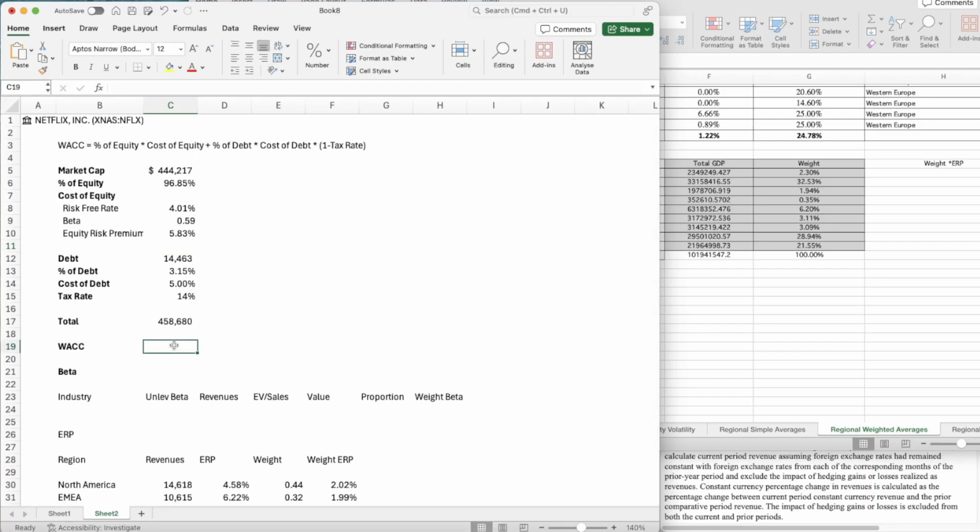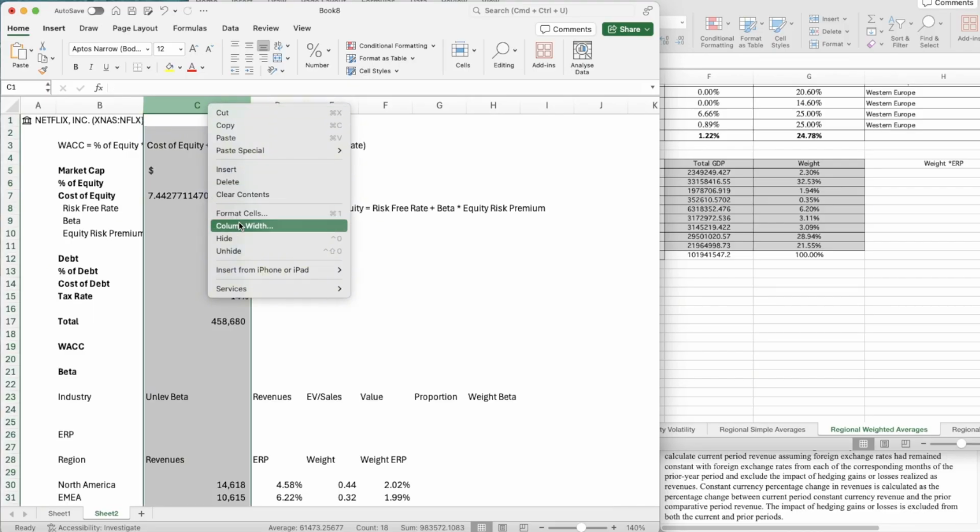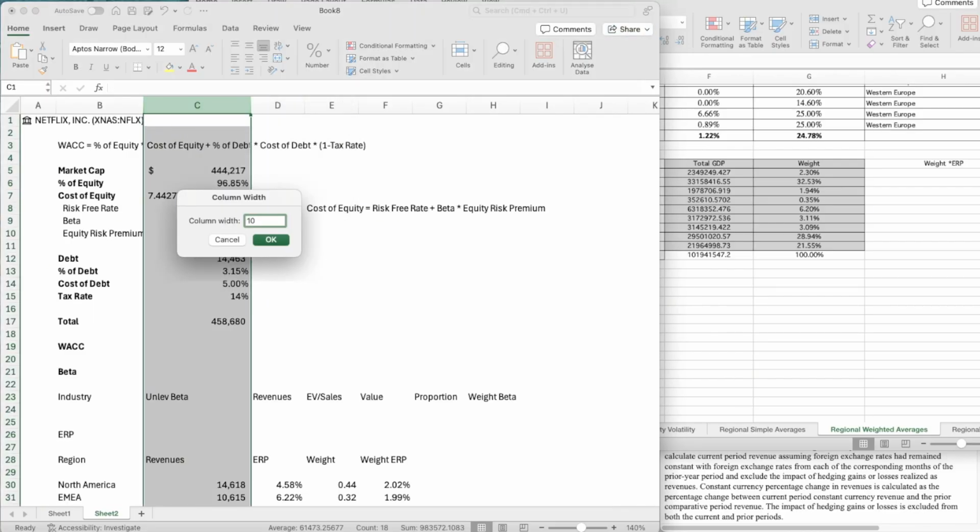Okay, now we can do our WACC. Actually, we need to do our cost of equity first. So your cost of equity equals the risk-free rate plus your beta multiplied by the equity risk premium. So you take your risk-free rate plus your beta multiplied by your equity risk premium. Bottom width 10.